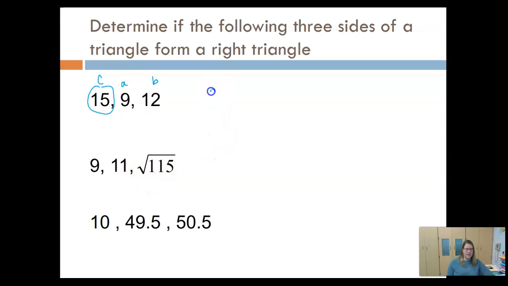And we need to see if it's true that a squared plus b squared equals c squared. We need to see, is this true? If it is true, this is a right triangle. If it's not true, this is not a right triangle.